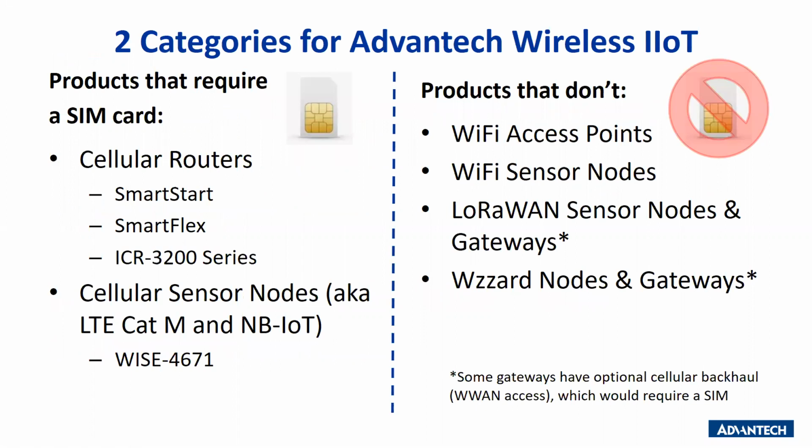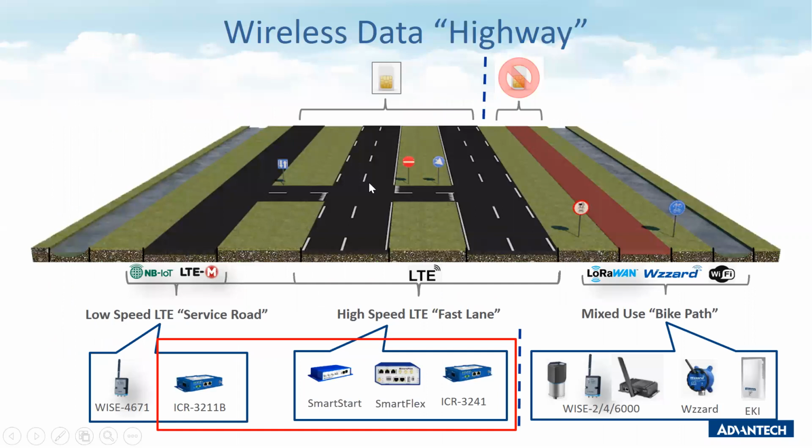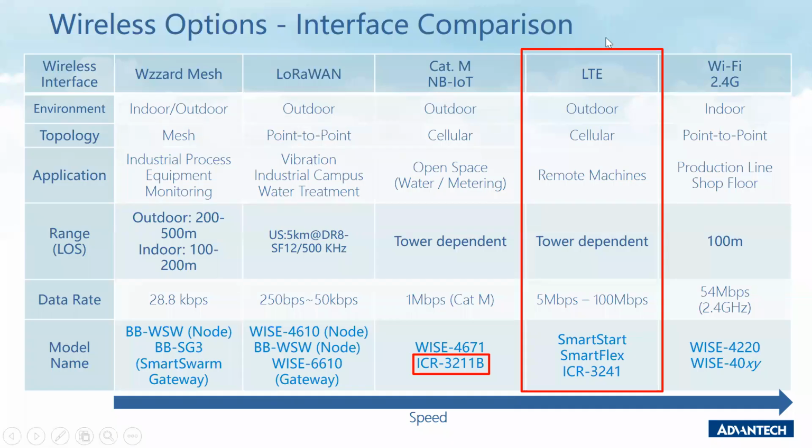We talked about 2 different categories. Some need a SIM, some don't. We're talking about the ones that do today with LTE. Today we're talking about the data high-speed fast lane and not the service road. Remember that metaphor, because we're not talking about the sensor products today. Although it is LTE Cat-M, I want to keep it a little bit separate and talk about it in the context of our other sensing devices, and just talk about the gateway or network appliance type router devices in this session.